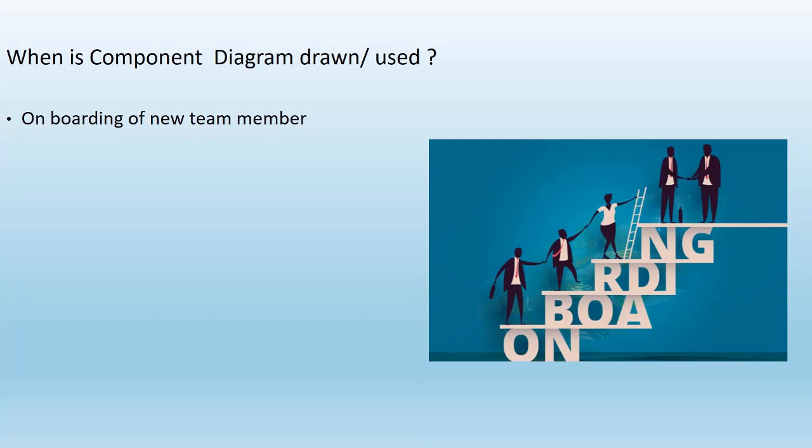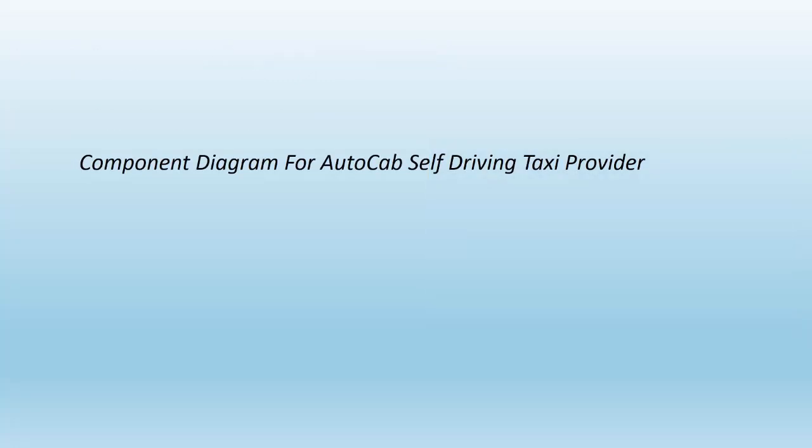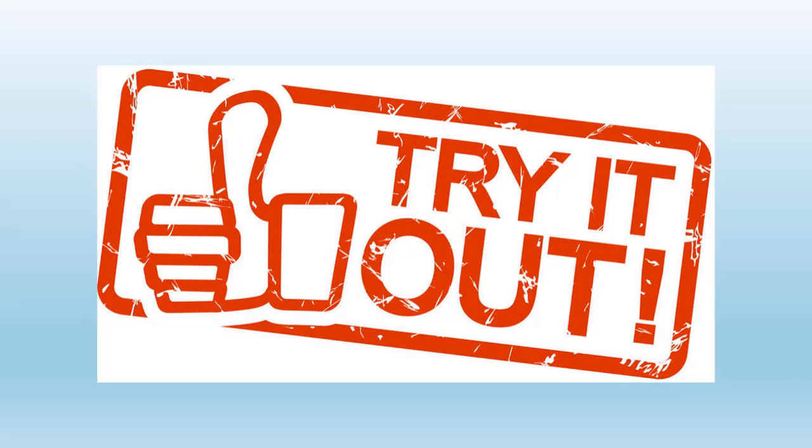At this point, I'd like you to pause the video and take a look at what components you could identify for the AutoCab self-drive taxi application system, and draw your component diagram. When you're done, continue with the video, and then I'll show you what I came up with, and as we did for other diagrams, we'll do a quick comparison.